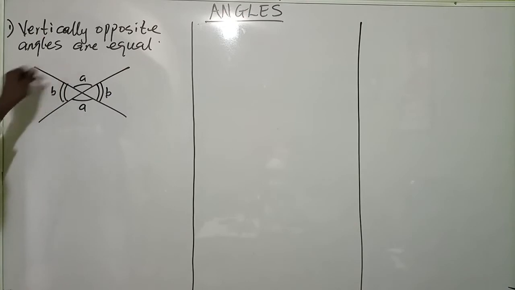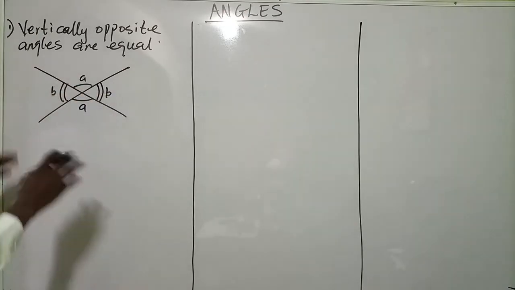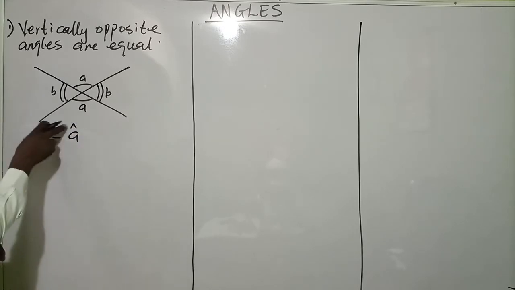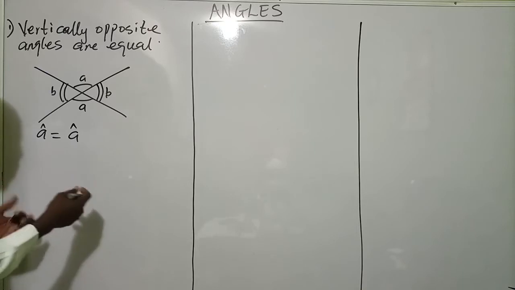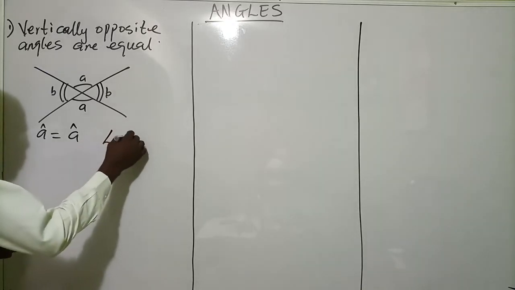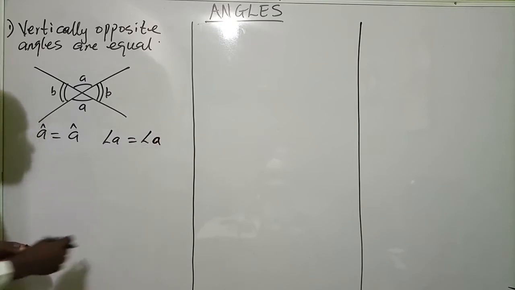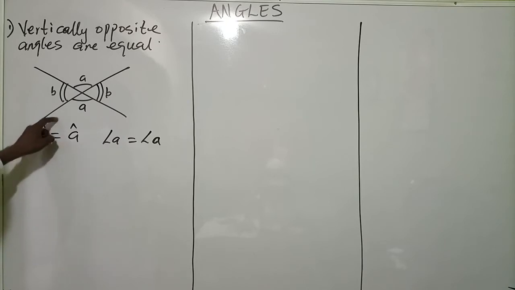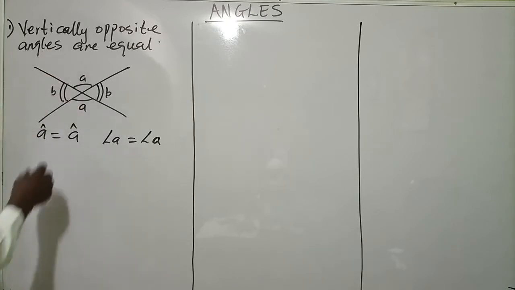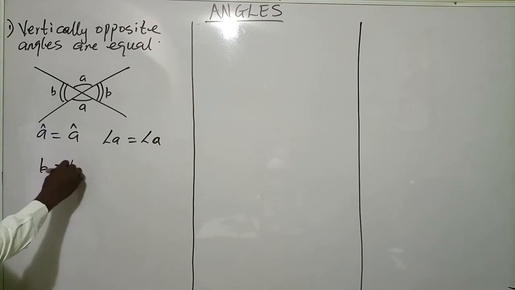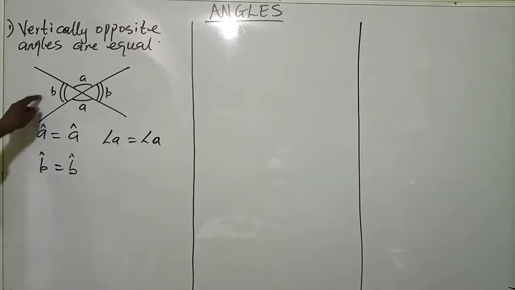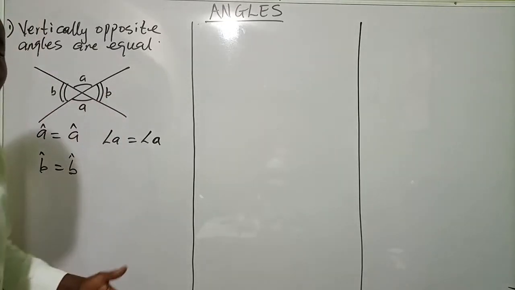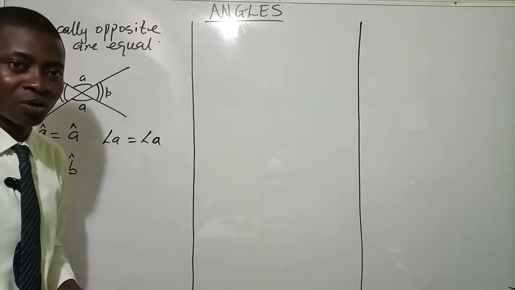They are opposite to each other, and they are equal. This simply means that A is equal to A. Sometimes it means angle A is equal to angle A. You see some people can also write it like this. So anyhow it is written, just know that angle A is equal to angle A. Also, angle B is equal to angle B. This is vertically opposite. You will see how we apply this in answering questions or in finding the unknown angle.